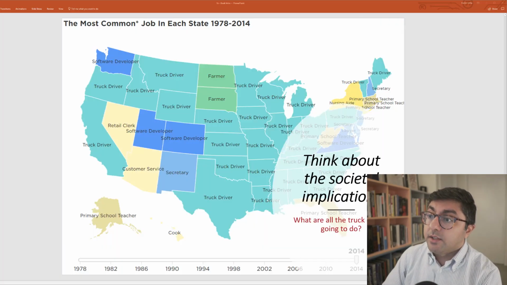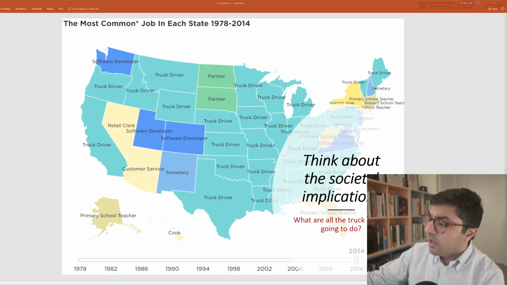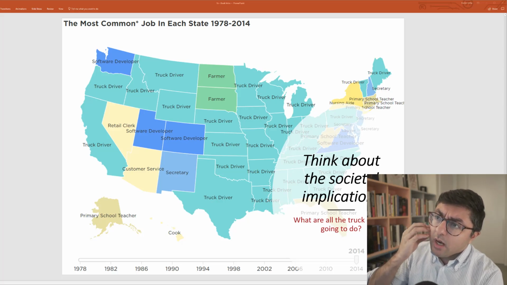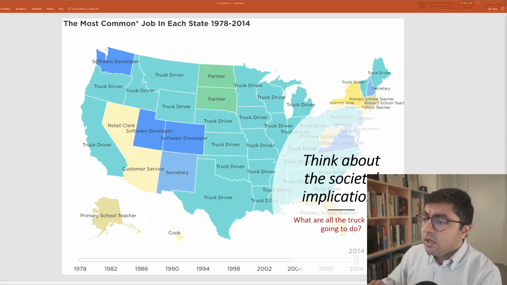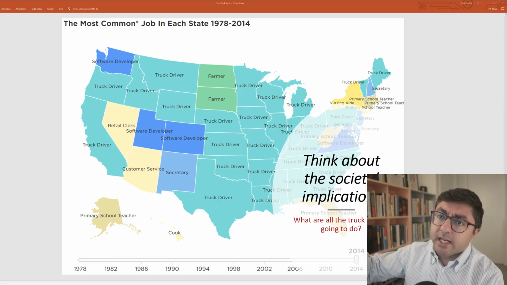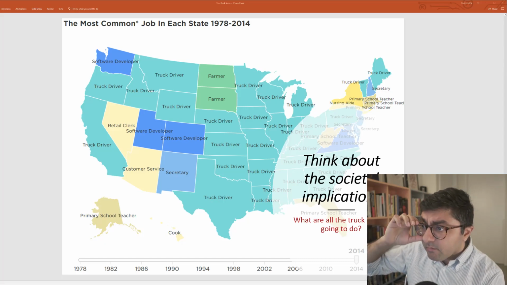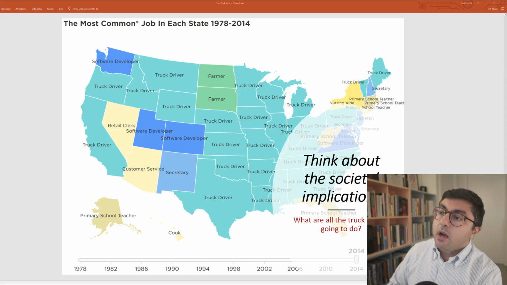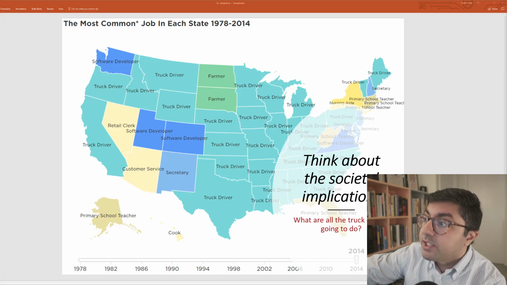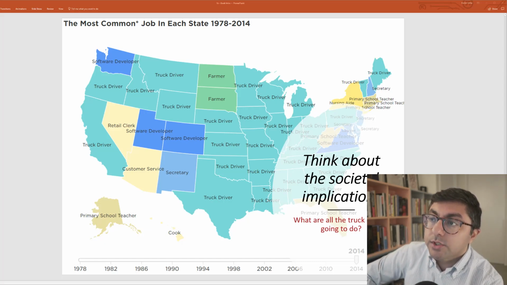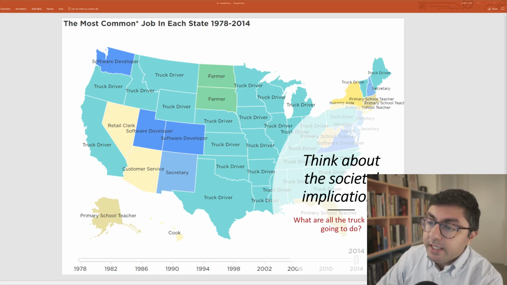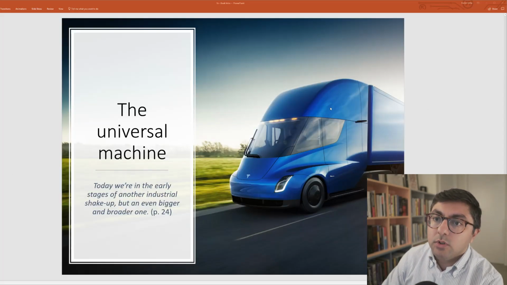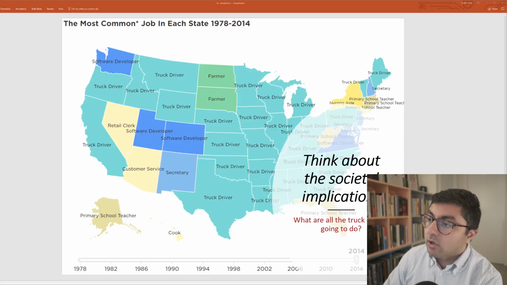In fact, this is a chart from an NPR, I think, Planet Money story about the most common job in each state from 1978 to 2014. And I have the URL to the actual story in the slide notes, which you can download. But this static slide shows just 2014. And you can see that in all of these kind of teal-green states, the most common job is truck driver. And so if we get into a world where some of this work is automated, right? This trucking work is automated. What happens to all of these jobs?